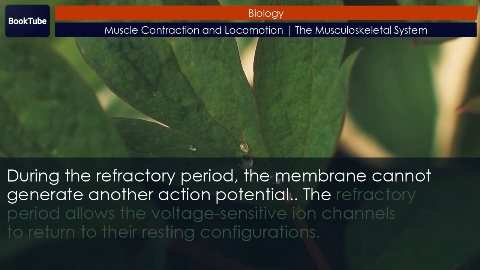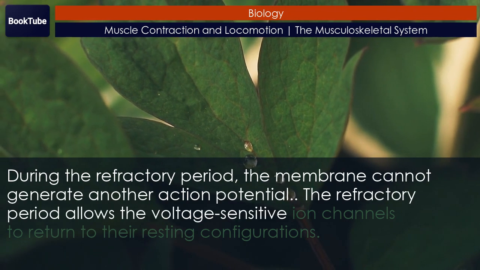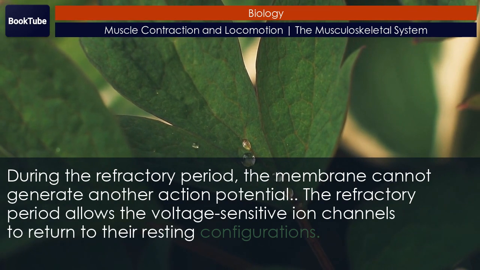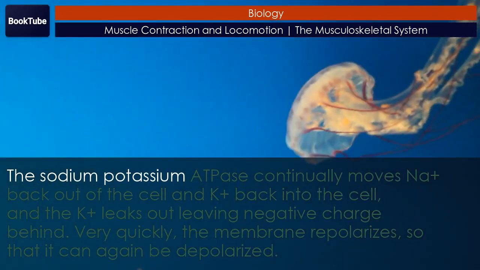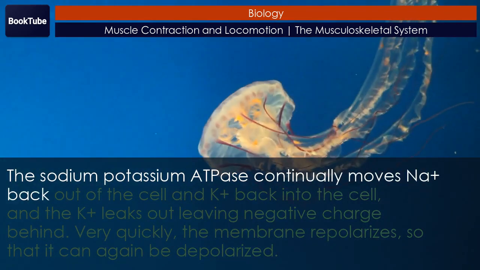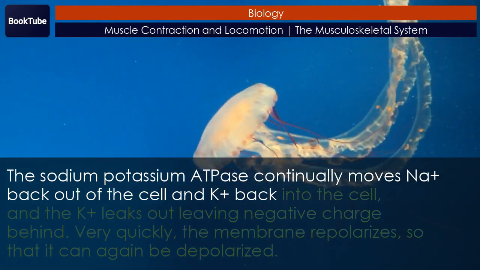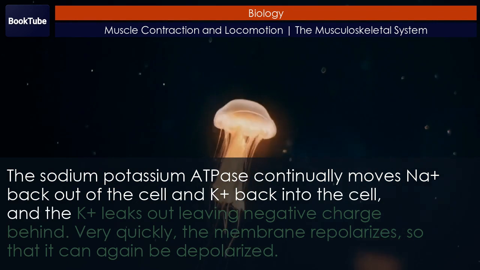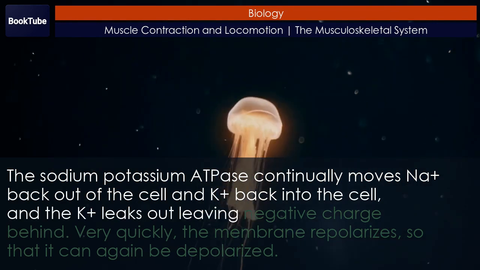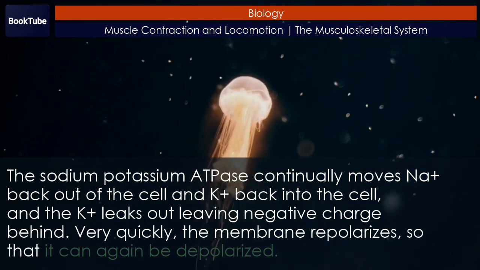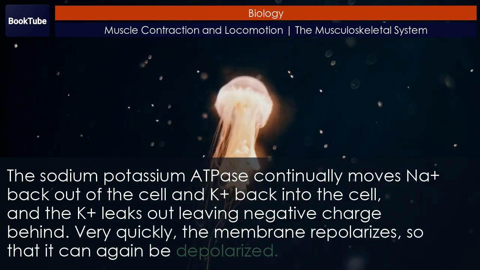The refractory period allows the voltage-sensitive ion channels to return to their resting configurations. The sodium-potassium ATPase continually moves Na+ back out of the cell and K+ back into the cell, and the K+ leaks out, leaving negative charge behind. Very quickly, the membrane repolarizes, so that it can again be depolarized.